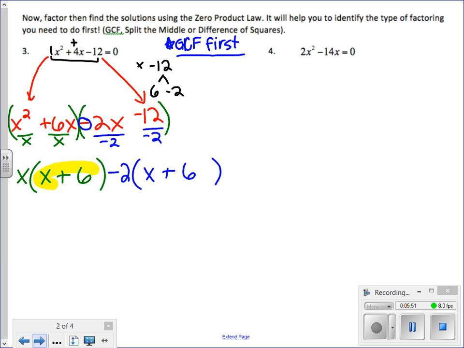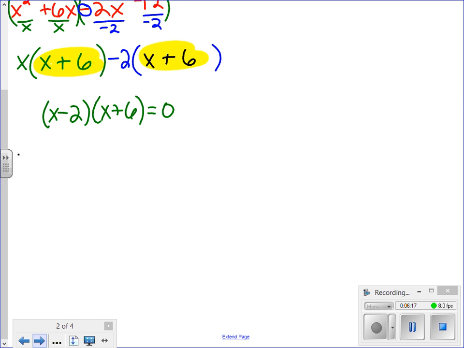Well, the good thing about this is that we have x plus 6 in both parentheses, so that then you can take the terms in front and write them as a binomial: x minus 2 times x plus 6. Now we factored, but what we need to do is use the zero product law in order to find the solutions of this quadratic. So I'm going to take each of these factors, x minus 2 and x plus 6, and set them both equal to 0. That allows me to find the solutions for this quadratic.